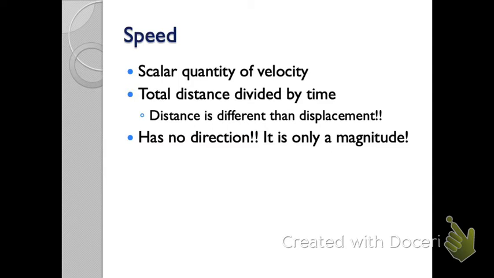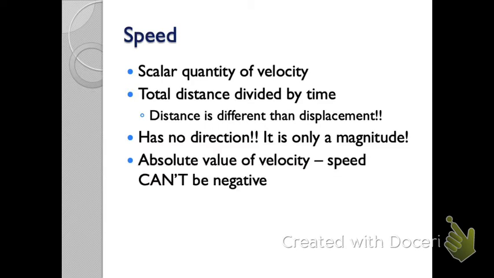Speed has no direction at all. No direction. Speed will always be positive, because for us, the negative indicates direction. It never has a negative value. It's only a magnitude. It's essentially the absolute value of velocity.